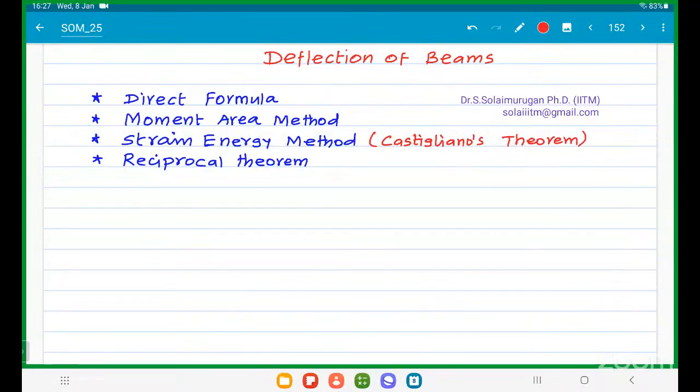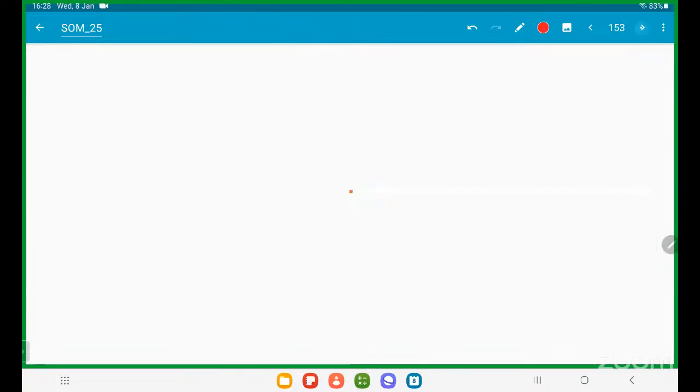Is the double integration method there? Yes, it is. But we need not focus much on the double integration method because it will take more time. Okay, sir. You'll see the first one, the direct formula.